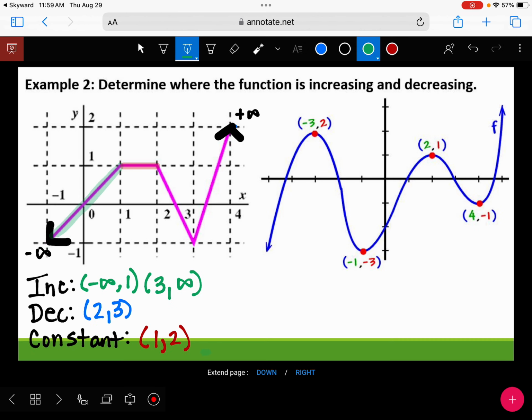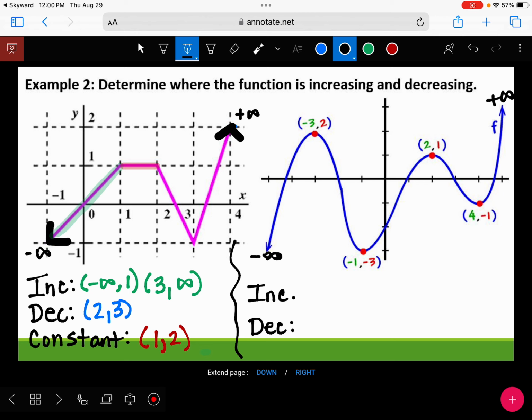All right, let's do the same thing for the second one. So we have a negative infinity here and a positive infinity on the right. This one doesn't have any constant, so I'm just going to write increasing and decreasing.